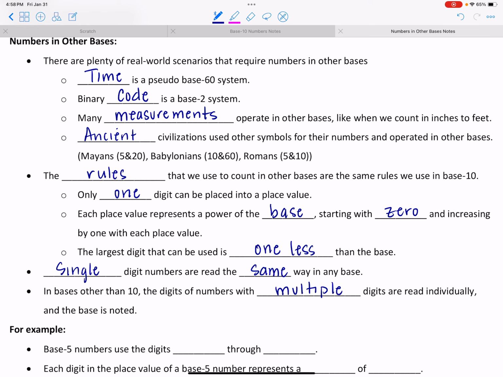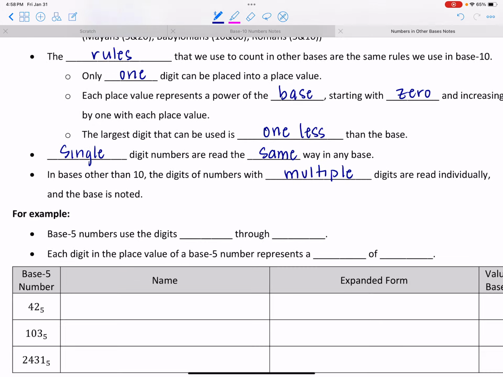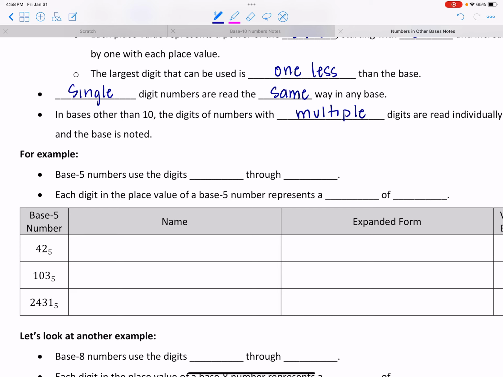Again, these are going to be numbers that use our same symbols, okay, but if we're in a different base, then our digits represent a power of that base and the symbols are limited, okay? So again, let's look at base 5 for example. If we're dealing in base 5, then the digits we're going to be using are from 0 to 4, so always one less than your base. Each digit in the place value of a base 5 number is going to represent a power of 5.